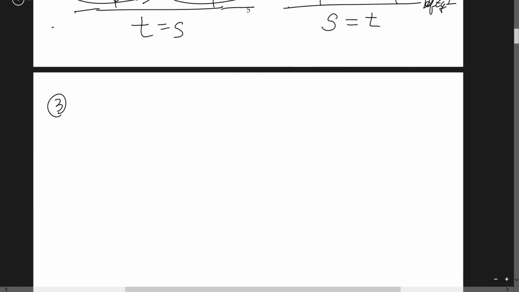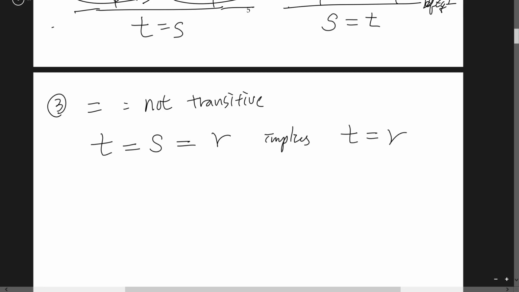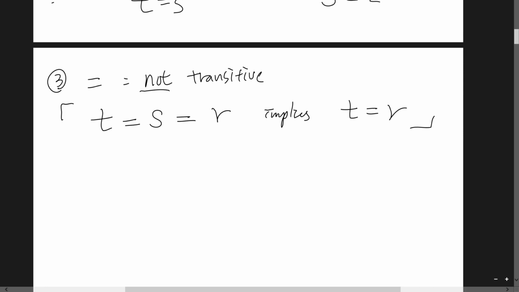And perhaps to your surprise, definitional equality is not transitive. So if it was transitive, we would have T is equal to S and S equal to R would imply T equals R. So that's the notion of transitivity. But it turns out that this is not the case. To see why, from the definitional equality between T and S, we know that there exists some term that both T and S beta reduce to. And from the definitional equality between S and R, we know that there is another term such that S beta reduces to this term and R beta reduces to this term.